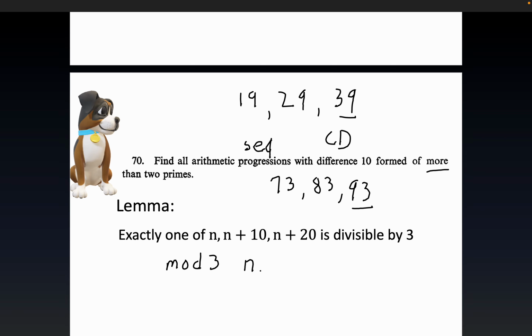Now, 10 leaves a remainder of 1, right? So we're left with n plus 1. And then 20 leaves a remainder of 2, so modulo 3, that's n plus 2. And now it's very clear one of these numbers has to be divisible by 3, right? Because this is 3 consecutive numbers. So that proves the lemma, right?